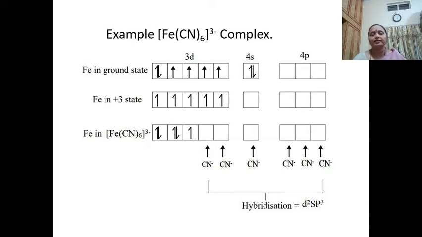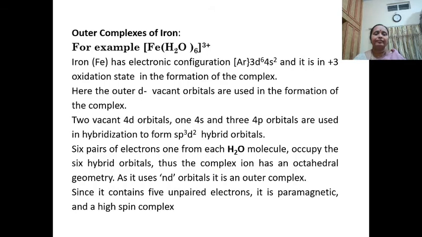So in this case, what do we observe is this complex hexacyanoferrate 3 is going to be an inner complex, as it is using the inner d orbitals, and the geometry is going to be an octahedral geometry. As it has got one unpaired electron, it is going to be paramagnetic in nature, and it is a low spin complex. Let us study another example of iron with outer complex.